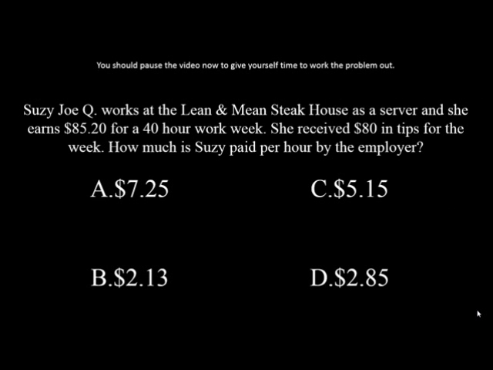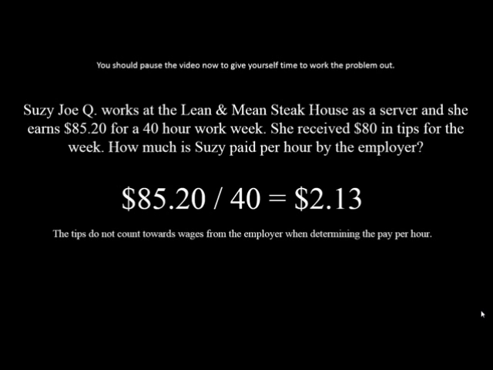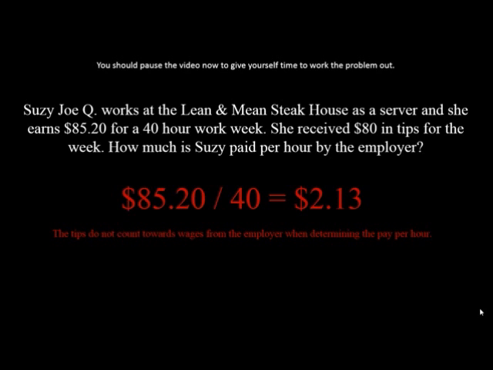Susie Joe Q works at the Lean and Mean Steakhouse as a server, and she earns $85.20 for a 40-hour work week. She received $80 in tips for the week. So how much does Susie's employer pay her per hour? If you said B, you're correct. Her employer pays her $2.13 an hour. $85.20 divided by 40 equals $2.13. The tips do not count towards wages from the employer when determining the pay per hour.